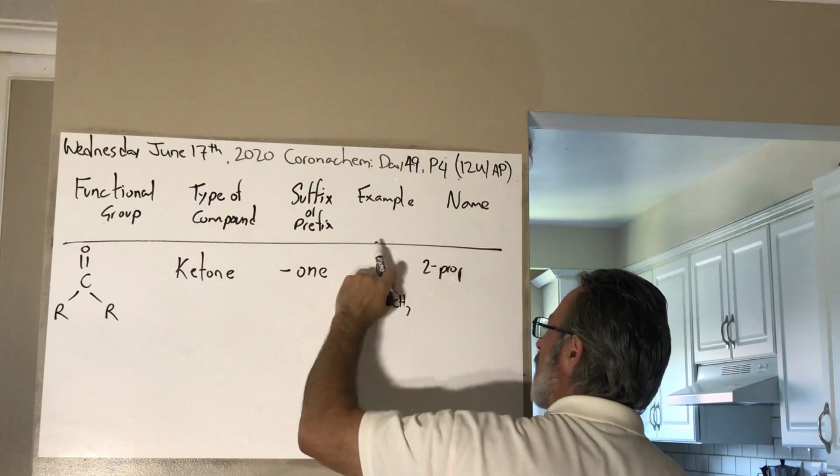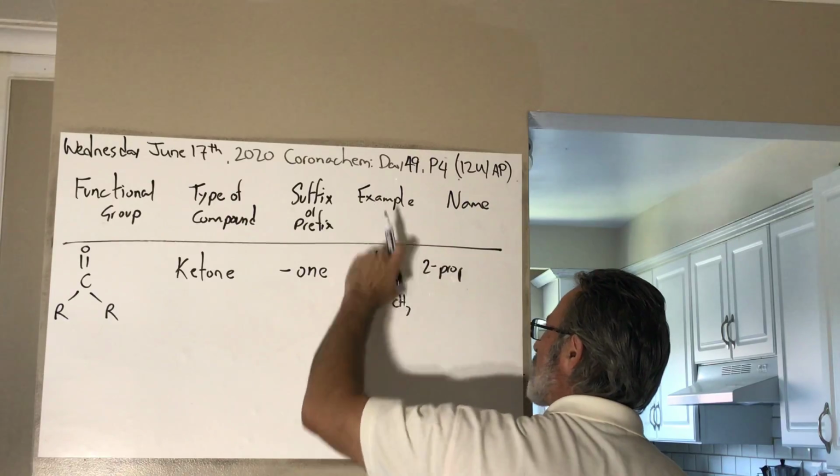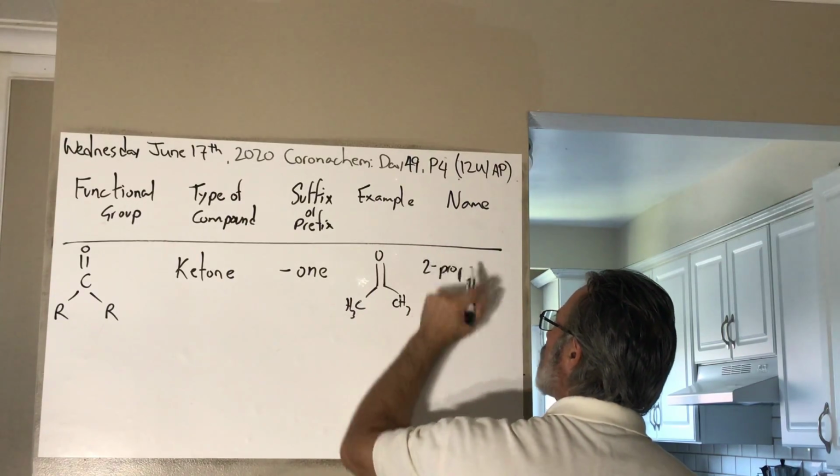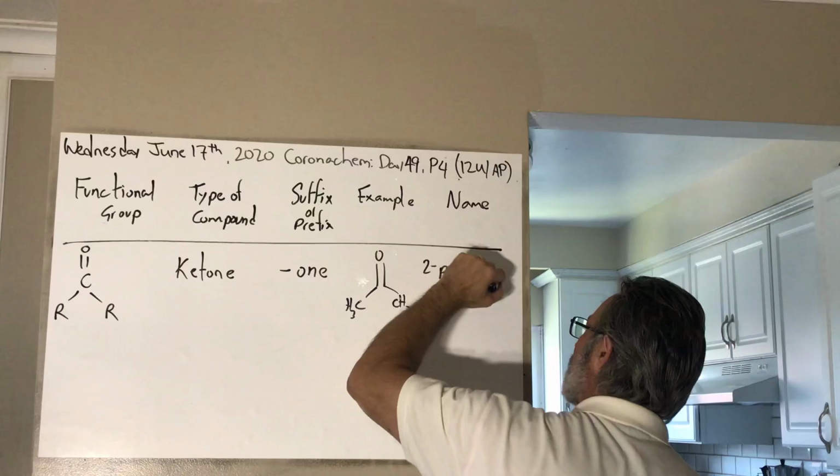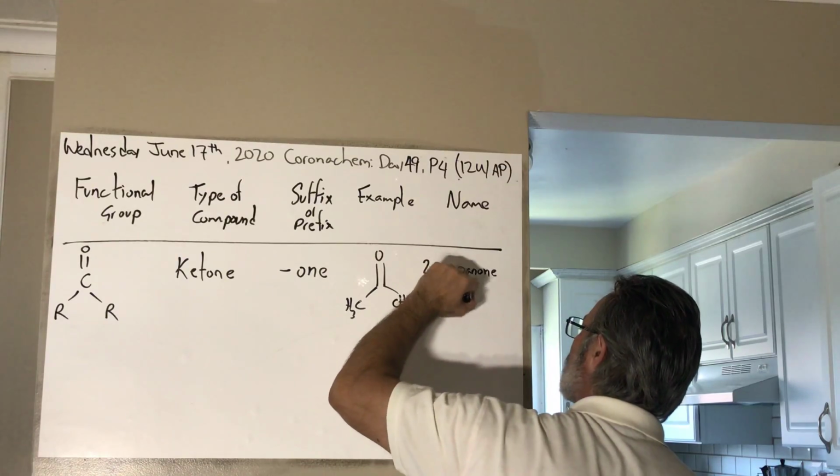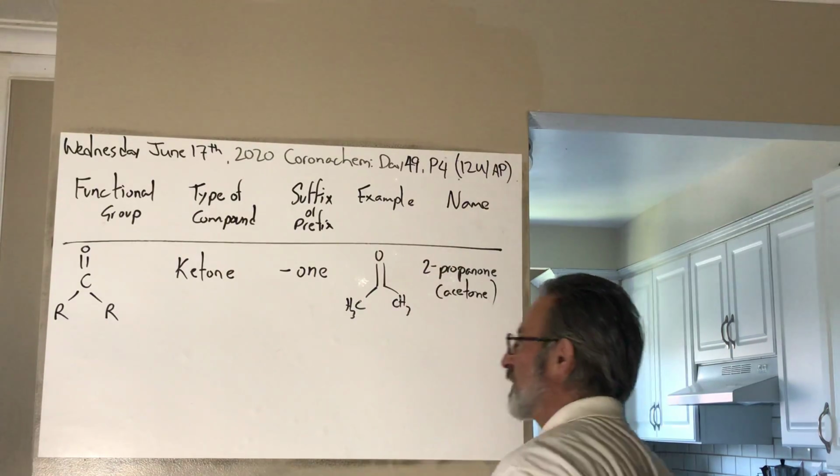2, because there's 3 carbons in a row, 1, 2, 3. The second one is where the carbonyl is, so you call it 2-propanone. It's also called acetone. That's its trivial name.